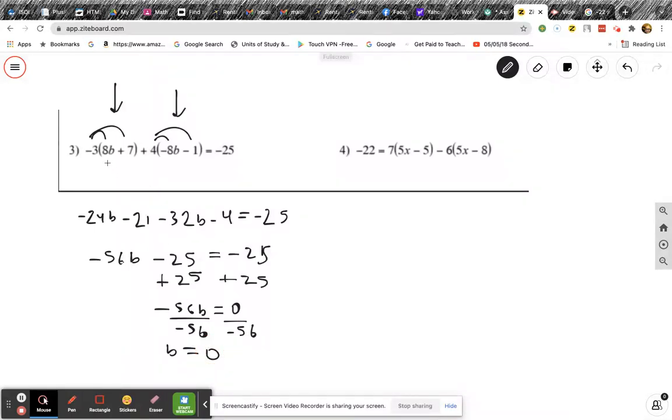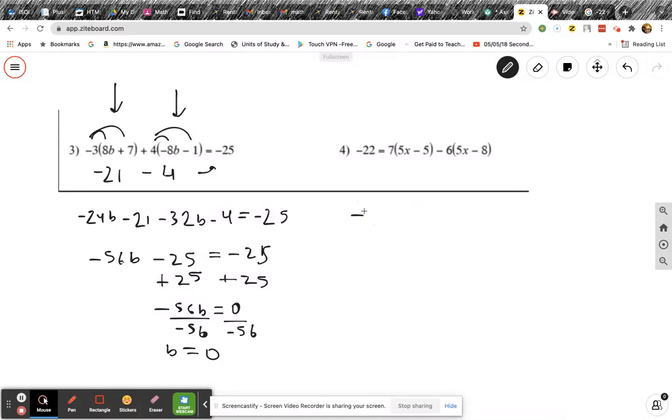You can check it by plugging it in and seeing if it has the same number on both sides, using a calculator. 8 times 0 is 0. 0 plus 7 is 7. This would be negative 21. Negative 8 times 0 is 0. 0 minus 1 is negative 1. 4 times negative 1 is a negative 4. And then that is balanced. Okay, negative 21 minus 4 is negative 25.